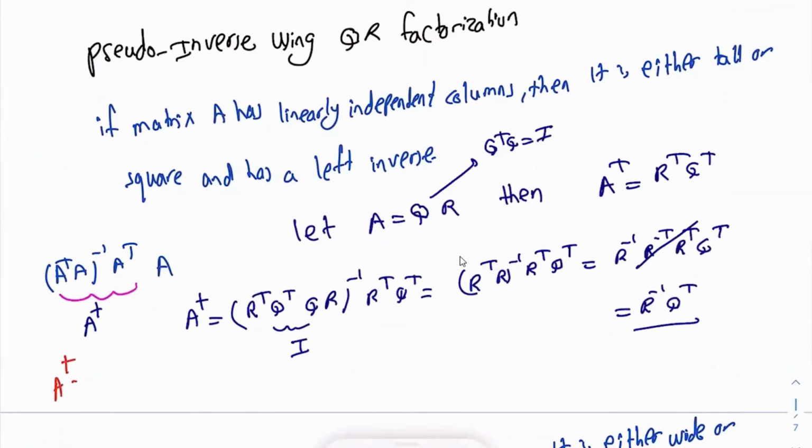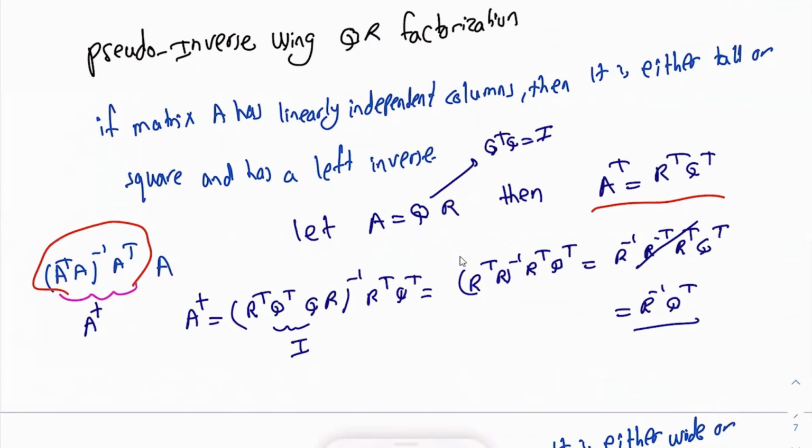Right, it was this expression that I have here. I have already written here that was a left inverse of a matrix. Now I let A be QR and A transpose be R transpose Q transpose. And I just go ahead and calculate this expression. Right. If you do that, what do you get?